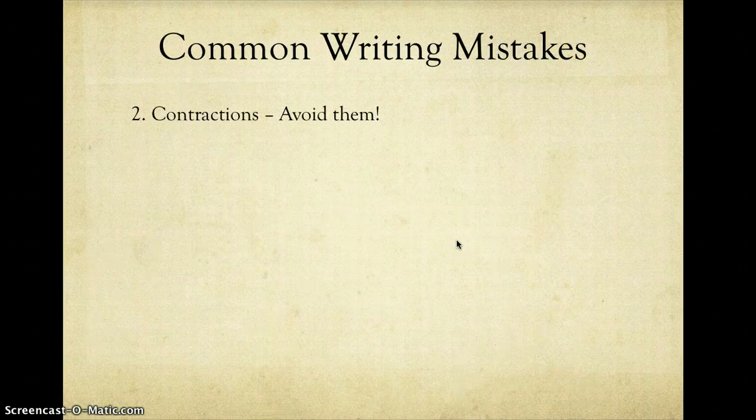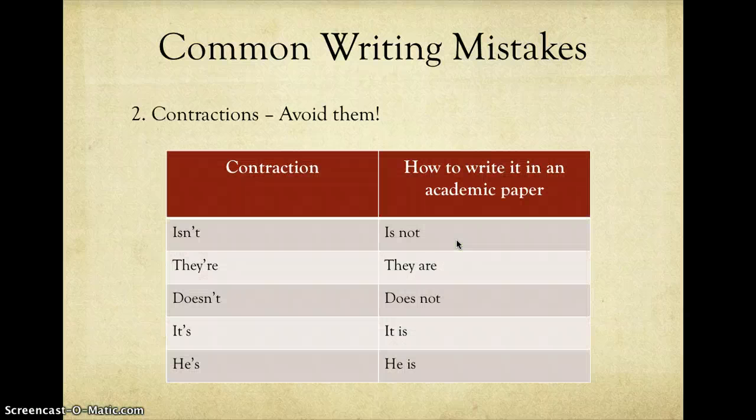Second common writing mistake has to do with contractions. Here is just an example of some contractions that we saw across your papers. Now, this is not a comprehensive list. This does not include every contraction that people use, but you'll get the idea. Isn't, 2 words, is not. There's, there are. Doesn't, does not. It's, it is. He's, he is. Right? Just make sure that you separate them out. Contractions, while not grammatically incorrect, are considered unprofessional in academic writing. You want to avoid them.